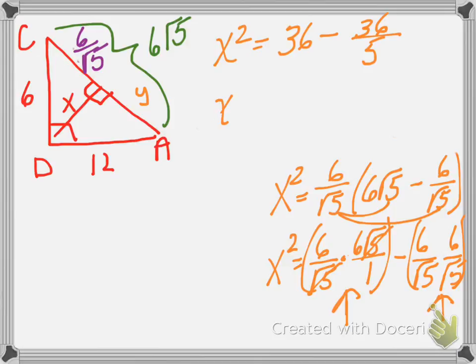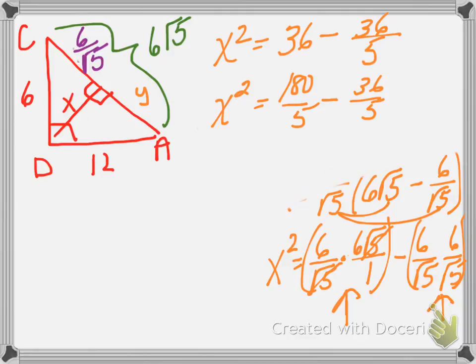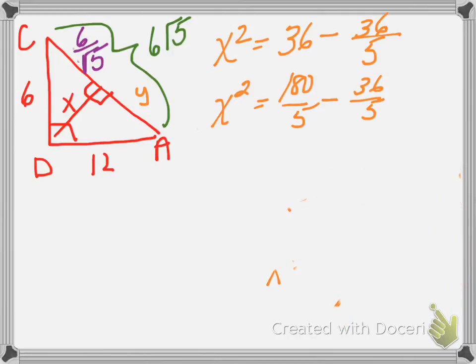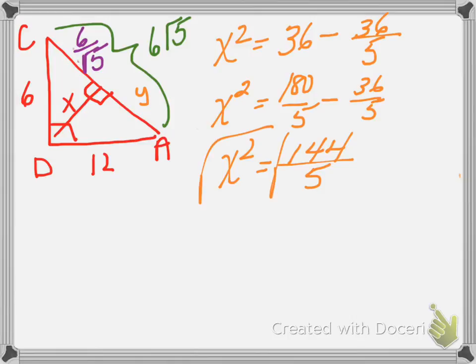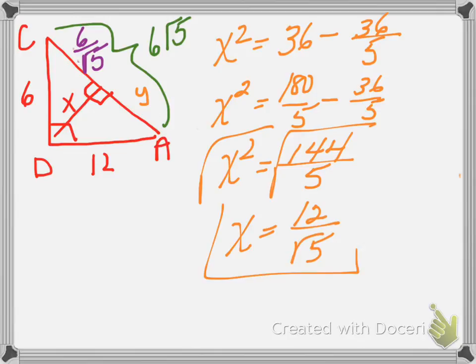6 times 6 is 36, and radical 5 times radical 5 is just 5. We're almost there. I'm going to need a common denominator of 5. When I do that, I'm going to get 180 over 5, because 180 over 5 is 36. And 180 minus 36 is 144 over 5. To get our x alone, we take the square root of both sides, and we get x equals 12 over radical 5. And that was the answer.